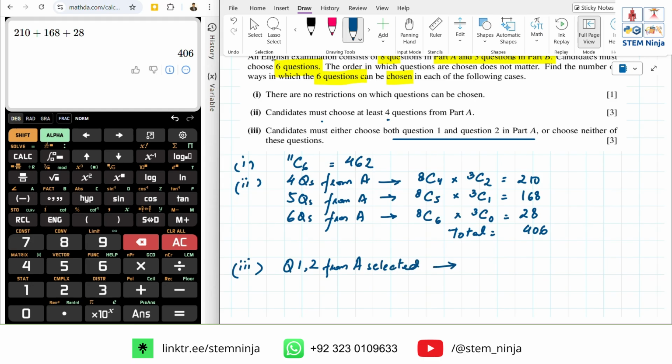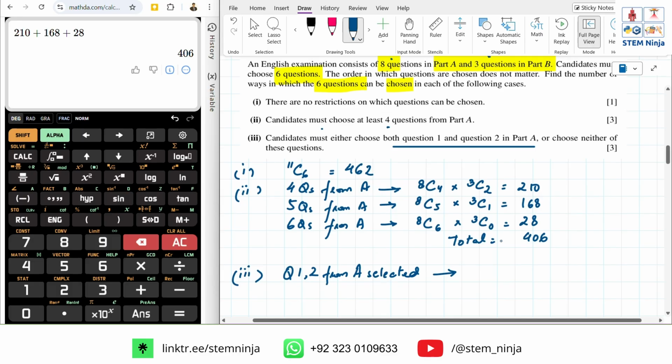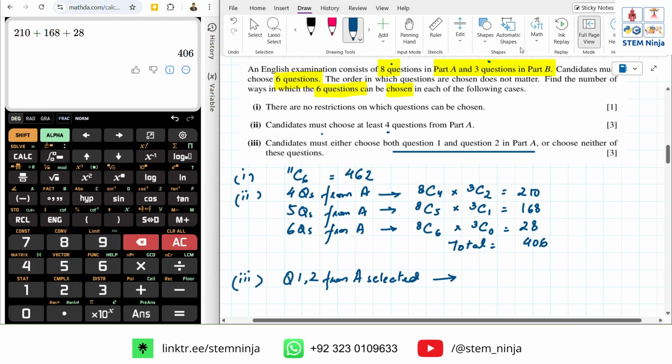So this would be, okay. So if 2 questions are already selected, we need the rest of the 4 to be selected from how many? 8 plus 3, 11. So 2 are already selected, so 9C4.